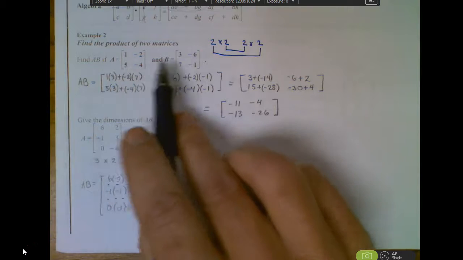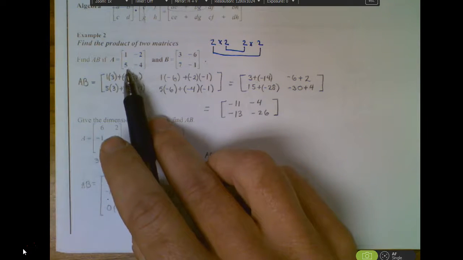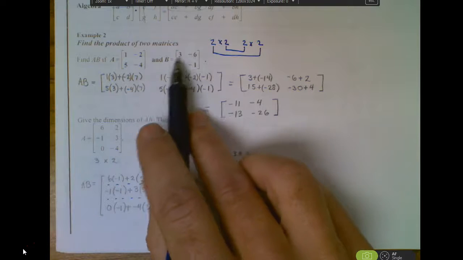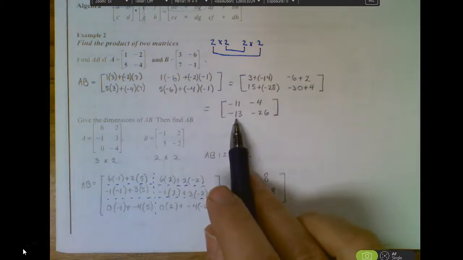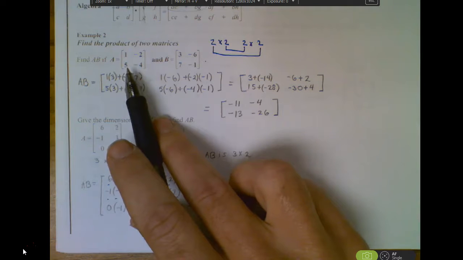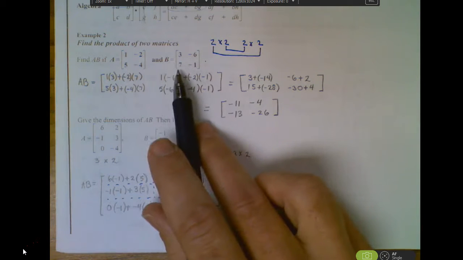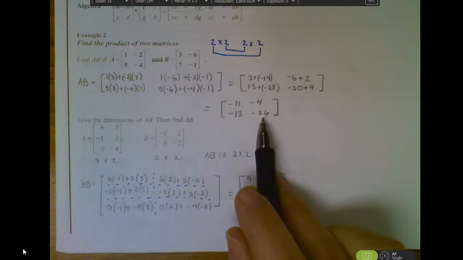Once I've done the top row times both columns, now I'm going to do the bottom row times both columns. So if I did my bottom row times the left column, it's going to go in the bottom left part of my answer. So I'm going to basically be distributing the bottom row now to the first column and then to the second column in order to get these two answers.